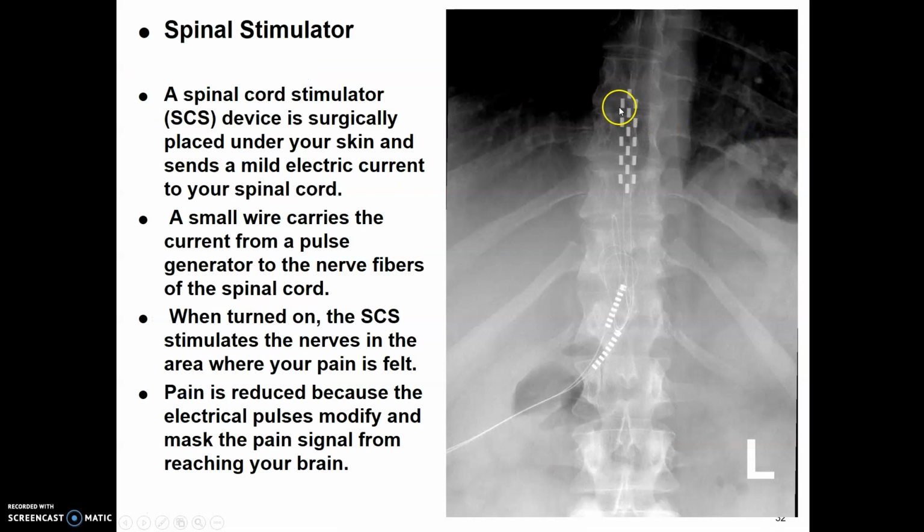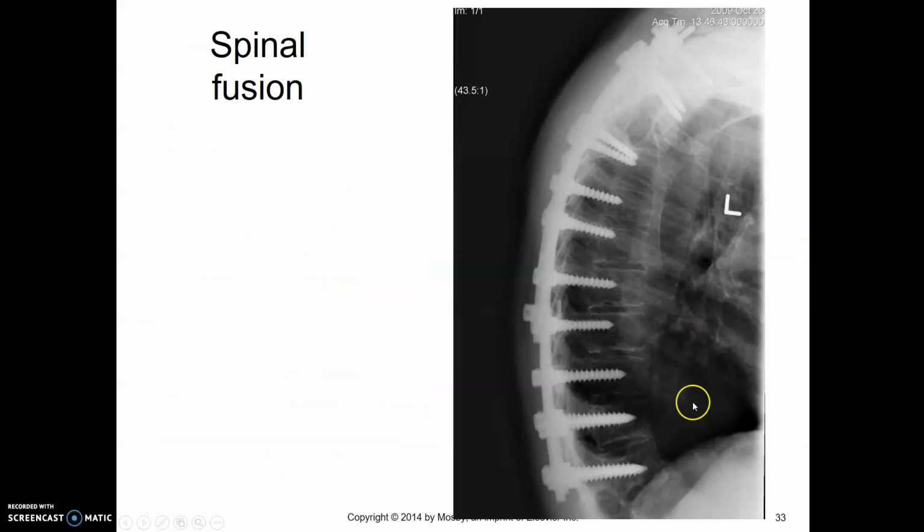A spinal cord stimulator, you will definitely see these in our OR being placed, or when you're doing any outpatient x-rays. But if you see this in their spine with some wires coming out, that's a spinal stimulator. It's usually for pain, and it sends electrical pulses to modify the pain that you're having, and they can control different levels or whatever.